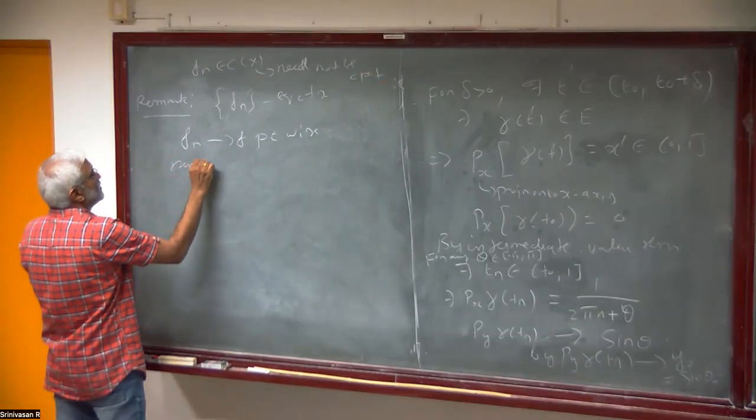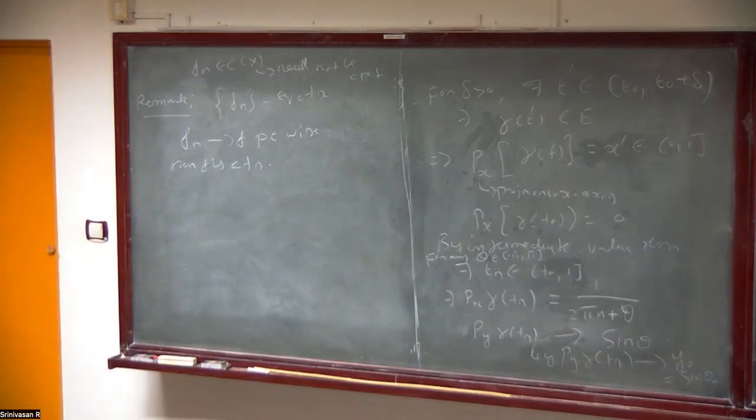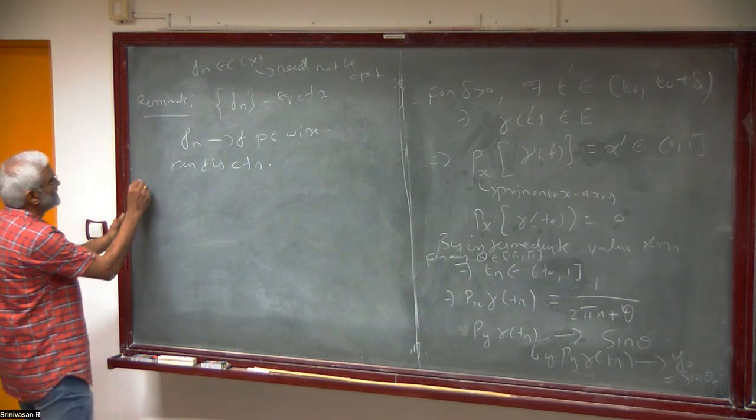Then f is continuous. Pointwise convergence need not imply the limit is continuous. But when it is equicontinuous, it will follow that it is actually continuous. And the proof is easy, right?